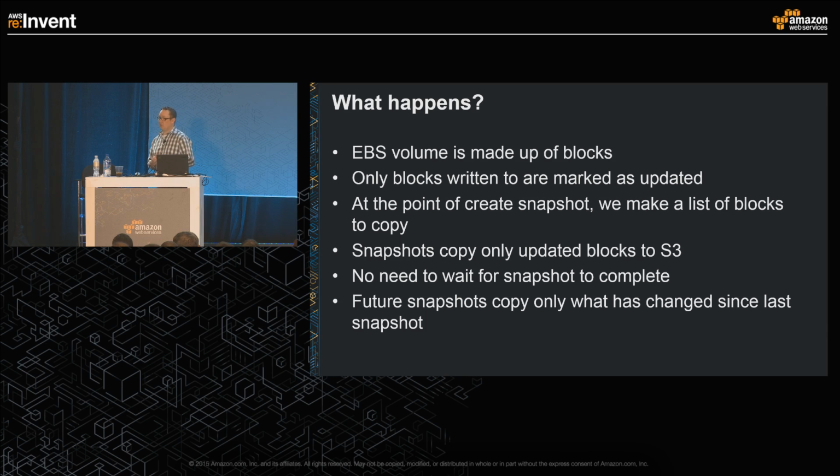Then we copy the snapshot blocks up to S3. The minute we've made a list of the blocks that we want to copy, that's when the API returns and says snapshot creating. At that point, you can start using your application again. There is no need to wait for a snapshot to complete. We've already tracked exactly what blocks we need to copy back up to S3 to make the snapshot. So that means that you can do snapshots in a matter of seconds. You can quiesce your volume if required, call the EC2 create snapshot call, and when the API call returns and the status will be creating, that's it. You don't need to wait for it to be completed.